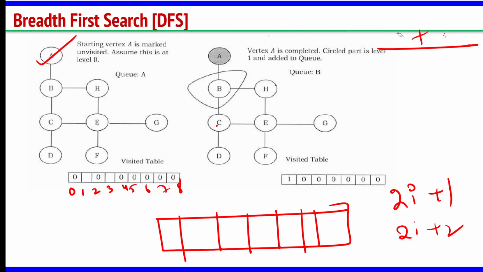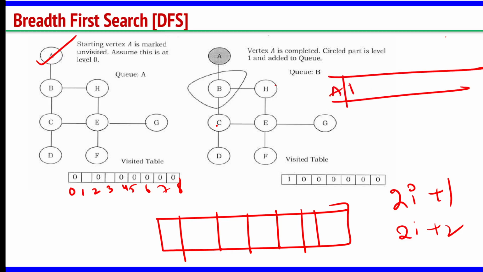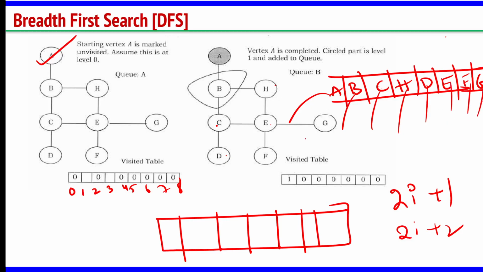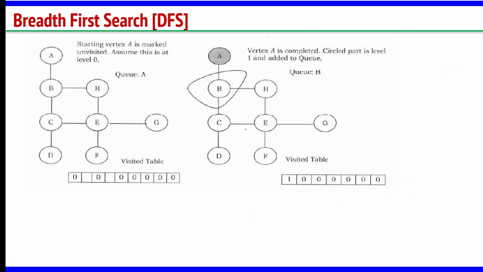If you see again, this is my Q. First insert A, then insert B, then the children of B, C and H. Next, the children of C: it is D, for H it is E. Then children of D, nothing. Children of E, F and G. Like this, you will be filling elements into the Q data structure and deleting one by one. First A, then B, then C, then H, then D, E, F, G. So, we use this Q data structure here to implement the breadth first search.